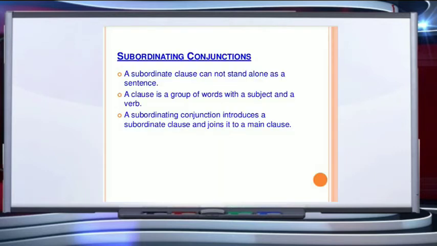Now, children, what are subordinating conjunctions? A subordinate clause cannot stand alone as a sentence. A clause is a group of words with a subject and a finite verb. This we have already done. And a subordinating conjunction introduces a subordinate clause and joins it to a main clause. So, very simply explained, a subordinating conjunction joins a main clause and a subordinate clause together.